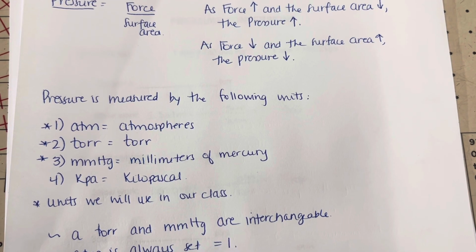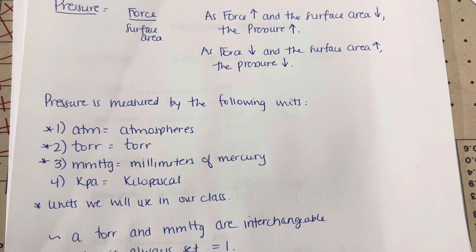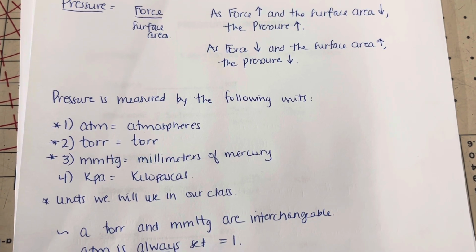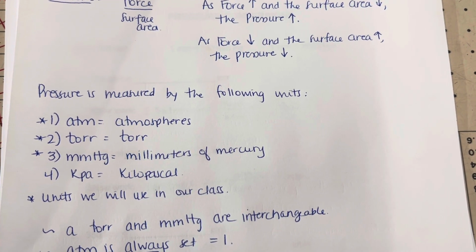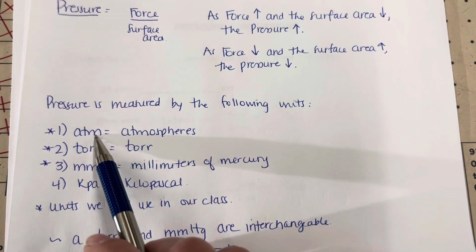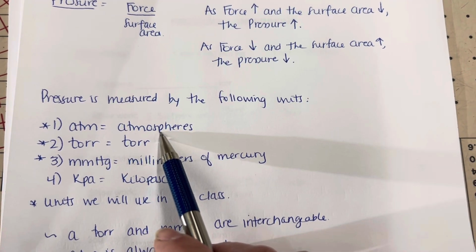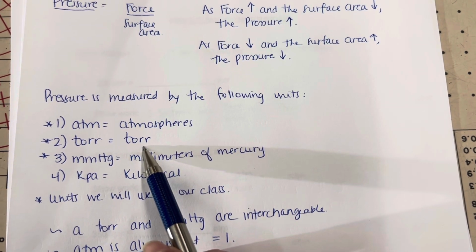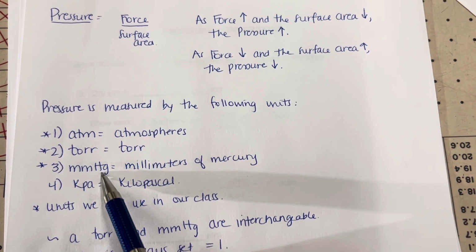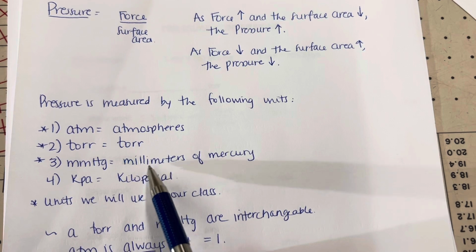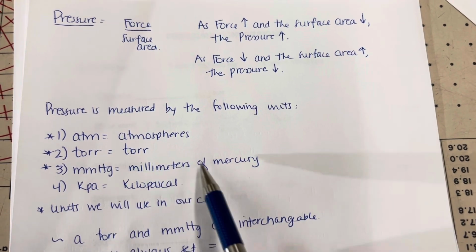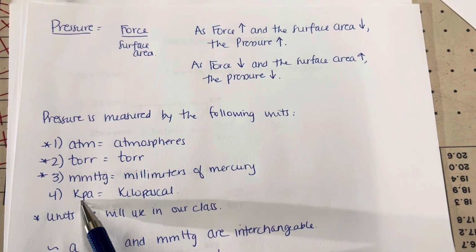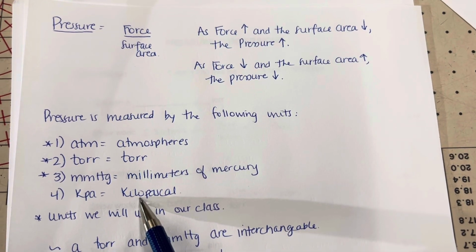We're not really familiar with these pressure units because when we look at our weather channel, they usually give it to us in inches of mercury, but we don't want to use inches in science. So we're going to use ATM, which is atmospheres, the torr, which is not a shorthand, it's just a torr. And then we have mmHg. mm is millimeters, and Hg is the symbol for mercury, so millimeters of mercury. And then kPa, which stands for kilopascal.